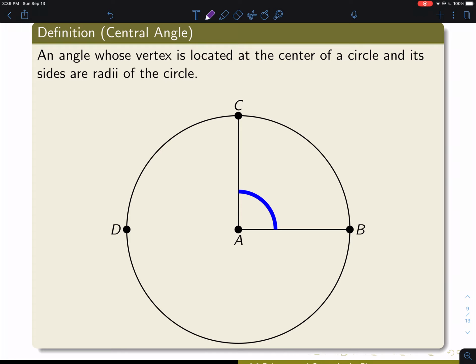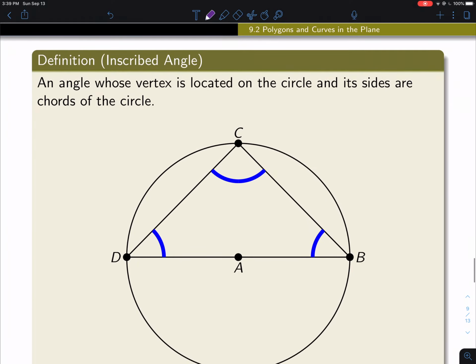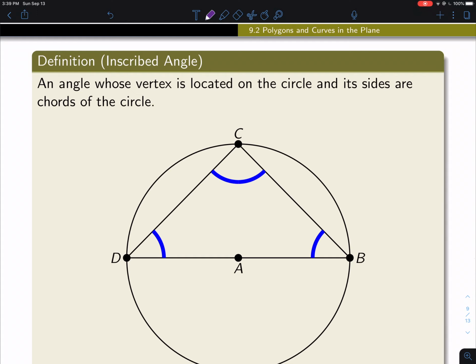An inscribed angle is an angle that goes off of the side of the circle, not through the center. In this case, notice angle D makes an inscribed angle, C makes an inscribed angle, and angle B. All those make an inscribed angle. Again, the angle is based off of the sides on the outside of the circle, not the inside.